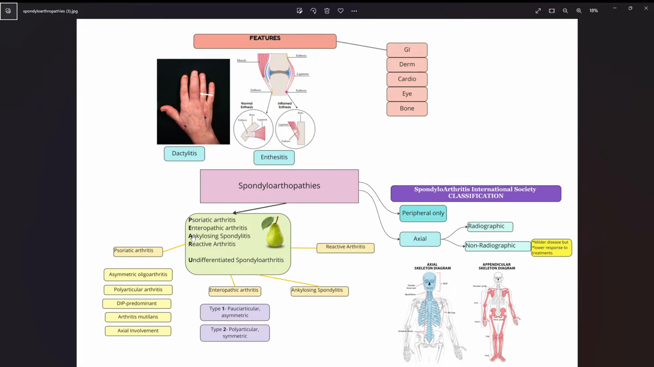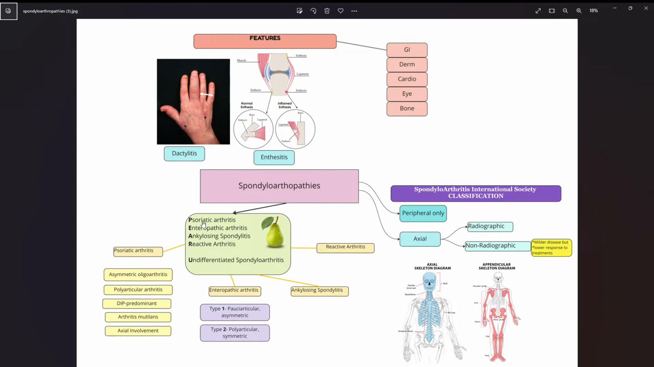And you can remember them by the mnemonic PEAR. So psoriatic arthritis, enteropathic arthritis, which is oftentimes known as IBD-associated arthritis, ankylosing spondylitis, and then reactive arthritis, which is also known as Reiter syndrome. And oftentimes there is a fifth, undifferentiated spondyloarthritis, thrown in there because it may not fall into these four disease states. So you can just remember by the mnemonic PEAR.